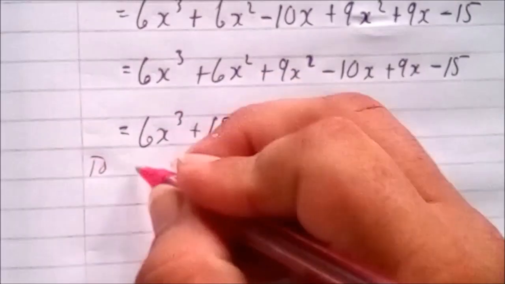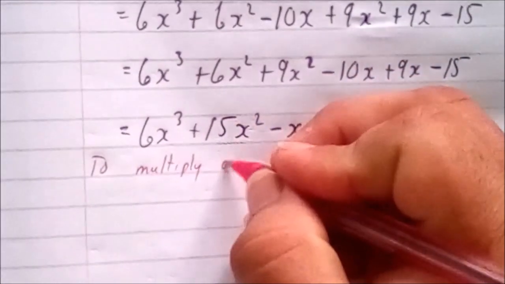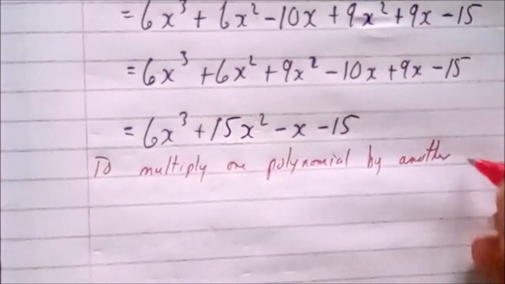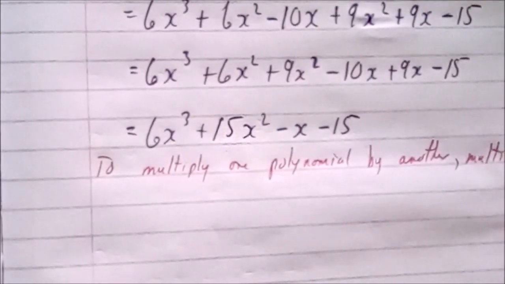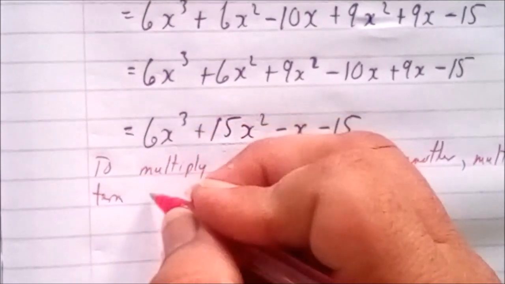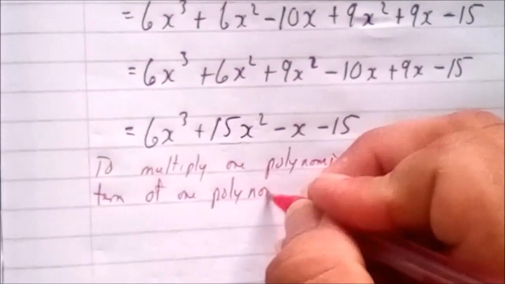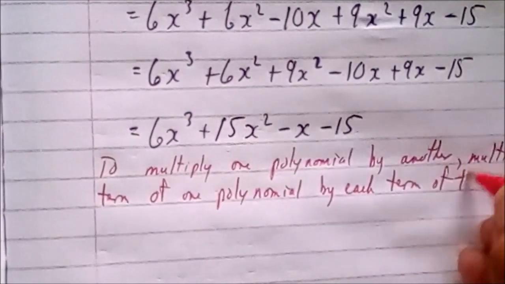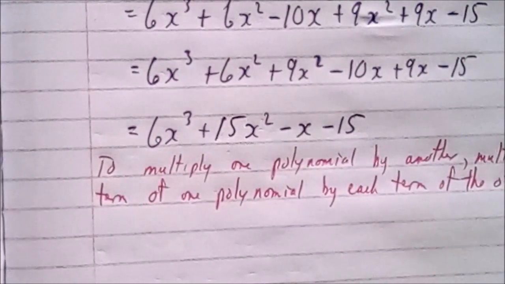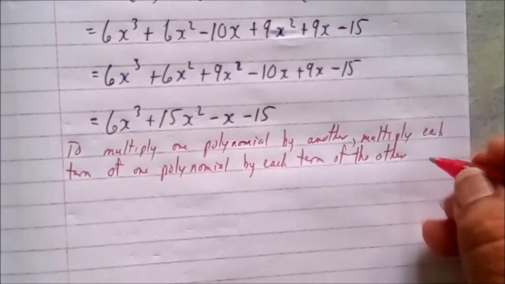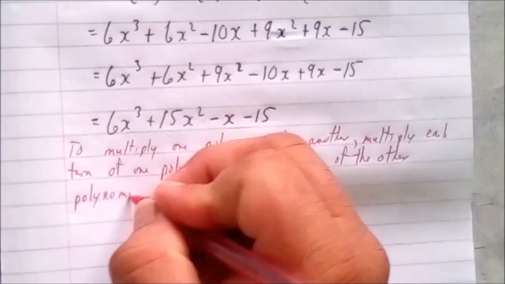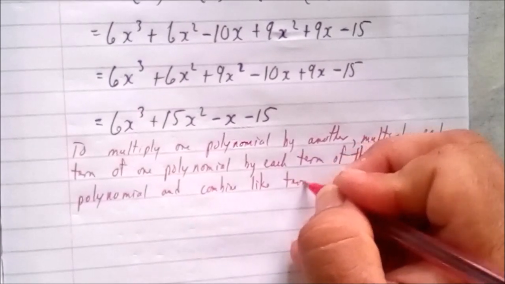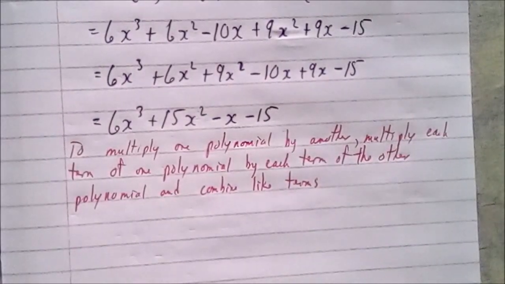To multiply one polynomial by another, multiply each term of one polynomial by each term of the other polynomial and combine like terms. We zoom in there so you can see all the words. Okay, it is often convenient for us to organize the work vertically.